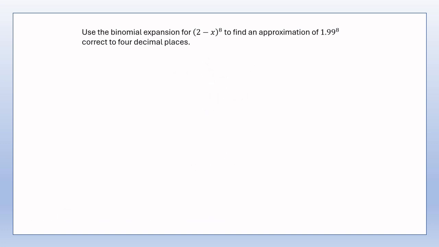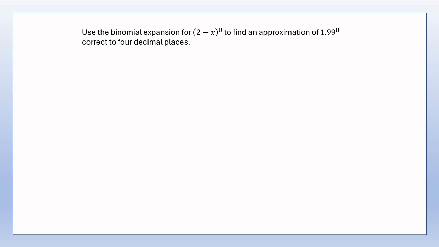Question number 1. Use the binomial expansion for (2 - x)^8 to find an approximation of 1.99^8, correct to 4 decimal places. So from the outset with this, I can see that 1.99 is equal to 2 minus 0.01, in which case x is going to be equal to 0.01. So I'm already predicting where this is likely to go, and it's important to try to develop to a certain degree an ability to predict where things are going to go with your solution to a problem wherever possible.